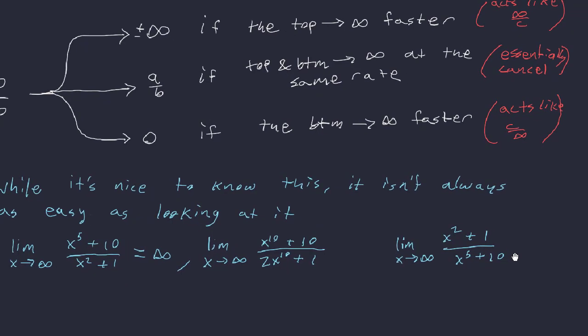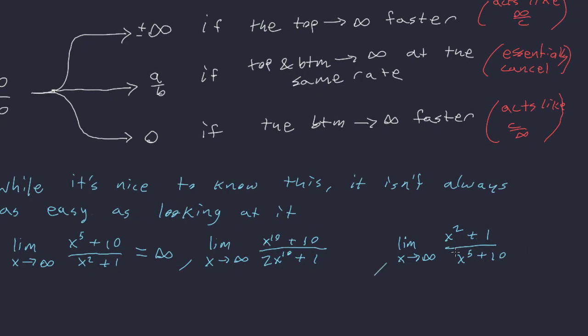Okay, for this one over here, x squared plus 1 over x to the fifth plus 10, as x goes to infinity, it's definitely the denominator that goes to infinity faster, so that goes to 0. And here, the highest powers of x are 10 in both the top and bottom, so this should go to 1/2. We just take the leading coefficients. Okay, so for these guys, it's just looking at it. However, like I just said, it's not always that cut and dry.